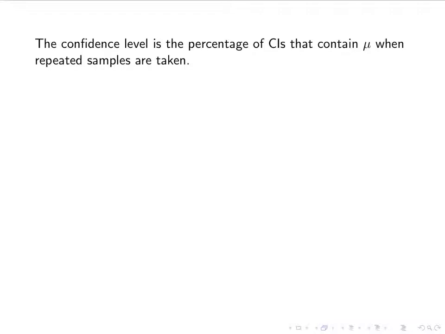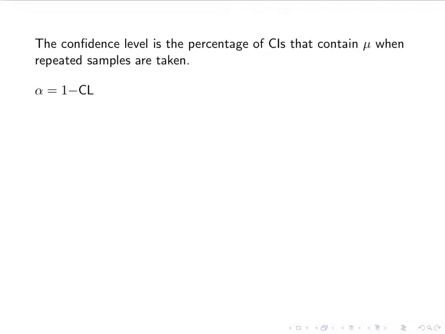The confidence level is the percentage of confidence intervals, which we typically abbreviate CI, that contain mu when repeated samples are taken. Each confidence interval is associated with an x bar, which remember is the mean of the sample. If I keep taking repeated samples, I'm going to find repeated x bars, and for each x bar, we calculate the confidence interval. If I do that enough times, then whatever my confidence level is, say 95%, 95% of those confidence intervals will contain mu.